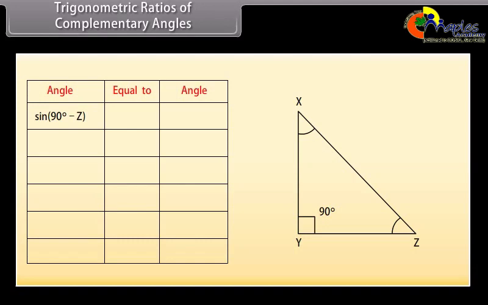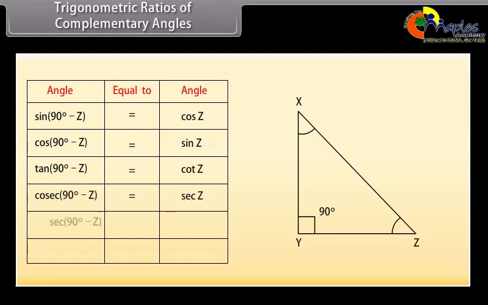Sin (90 degree minus Z) is equal to cos Z. Cos (90 degree minus Z) is equal to sin Z. Tan (90 degree minus Z) is equal to cot Z. Cosec (90 degree minus Z) is equal to sec Z. Sec (90 degree minus Z) is equal to cosec Z. Cot (90 degree minus Z) is equal to tan Z.